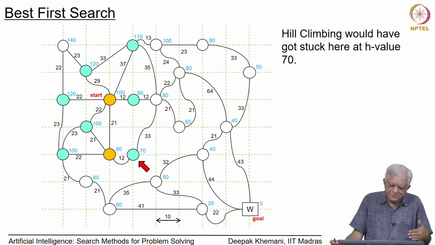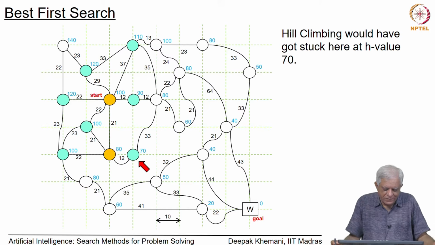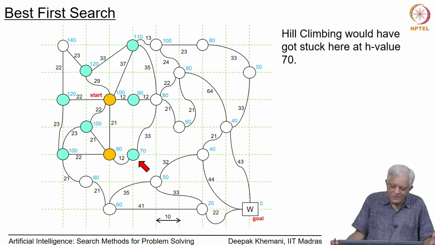Now, if you were looking at the hill climbing algorithm, remember that hill climbing is a local search algorithm, it only looks at the local neighborhood of any given node, and if this is a node with a value 70 that you are going to expand, then it has only two neighbors, because there are two edges going out of this.